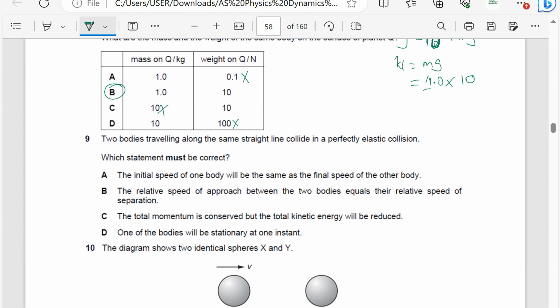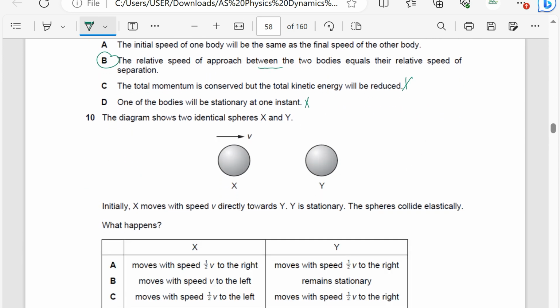Two bodies traveling along the same straight line collide in a perfectly elastic collision. Which statement must be correct? Perfectly elastic. Relative speed of approach should be equal to the relative speed of separation, or the kinetic energy must be conserved. Total momentum is conserved, but total kinetic energies will reduce. That is not true. One of the bodies will be stationary. The relative speed of approach between the two bodies equals their relative speed of separation, so that is true. Relative speed of approach should be the same as relative speed of separation for the bodies to be in elastic collision, or kinetic energy is conserved.